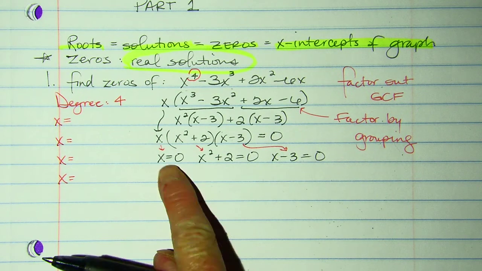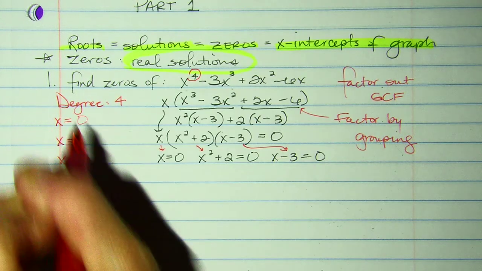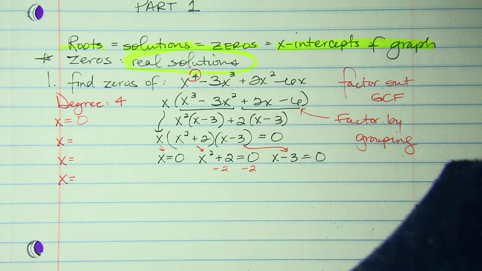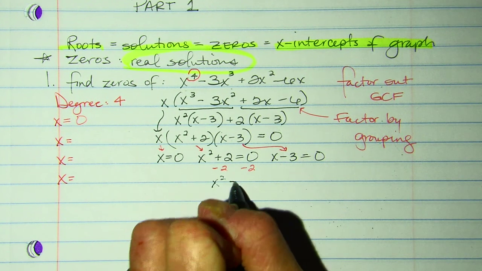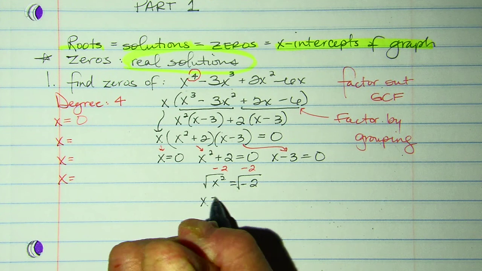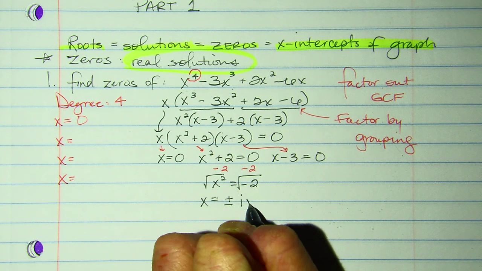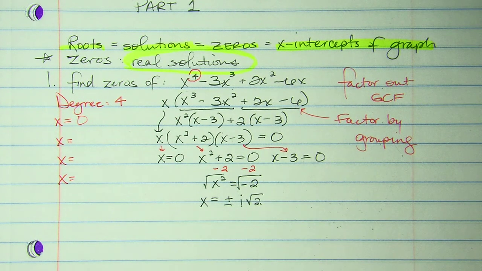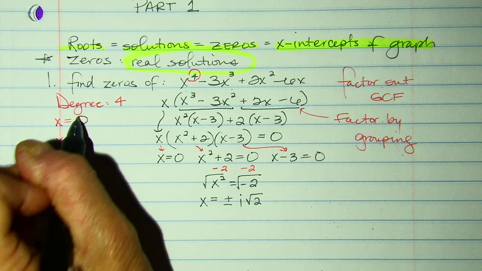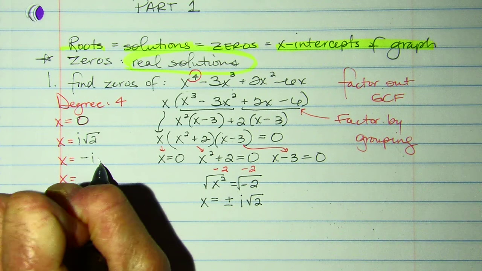This is pretty simple, right? x equals 0, so there's 1. For this one, subtract 2 from both sides, so x squared equals negative 2. Take the square root. x equals plus or minus, there should be 2 of them. The negative is an i and then root 2. So one of my solutions is i root 2, and the other one is negative i root 2.